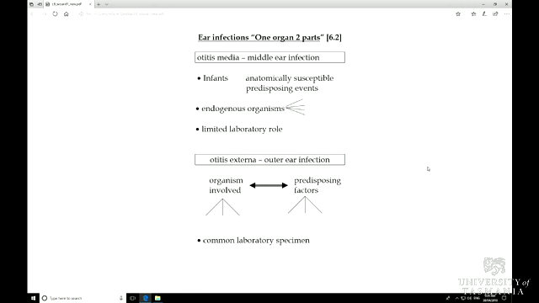Okay, so eyes are done. Ears. With ears, there's two kinds of ear infection, and they're very, very different, even though they both involve the ear, because they involve different parts of the ear. Otitis media involves the middle ear. It's the part of your ear on the inside of your eardrum.